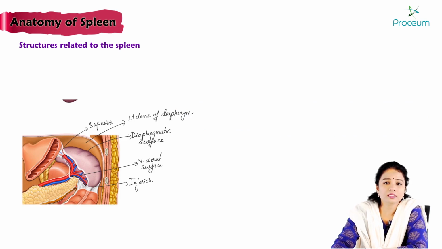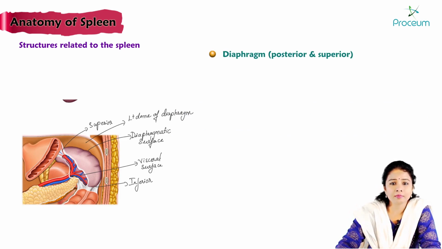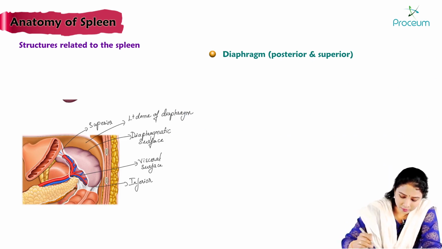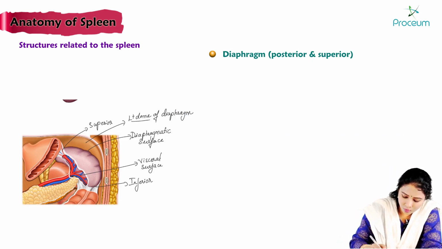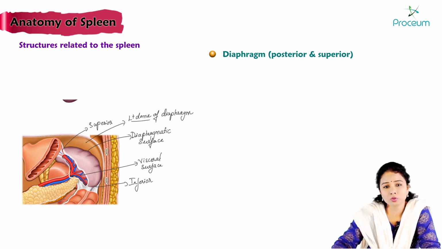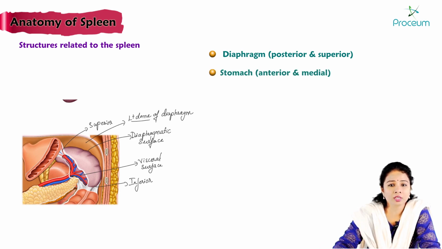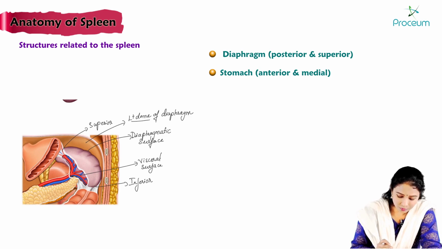Let's see the structures related to the spleen. The spleen is related to the diaphragm on posterior aspect. So here is the left dome of diaphragm related to the posterior aspect or diaphragmatic surface of spleen, and the visceral surface is related to the stomach on its anteromedial side. The stomach is removed here.